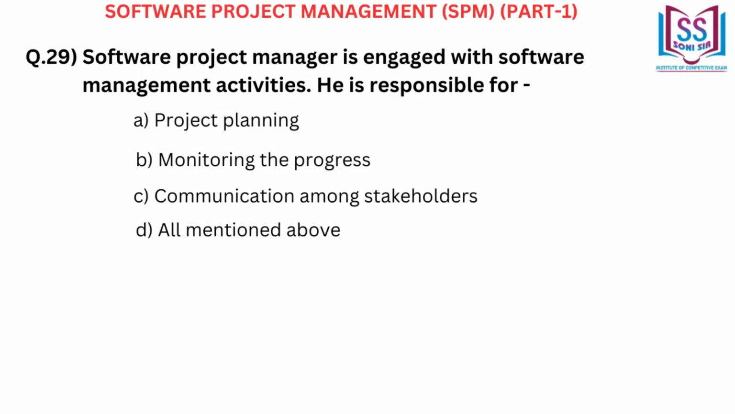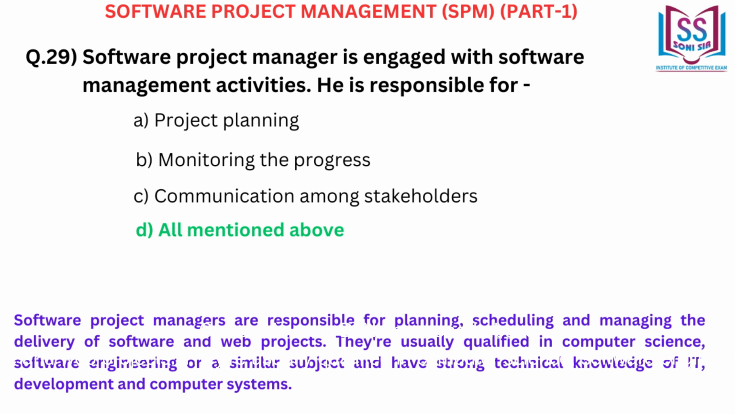Software project manager is engaged with software management activities. He is responsible for A. Project planning, B. Monitoring the progress, C. Communication among stakeholders. D. All mentioned above. Correct answer D. All mentioned above. Software project managers are responsible for planning, scheduling and managing the delivery of software and web projects. They are usually qualified in computer science, software engineering or a similar subject and have strong technical knowledge of IT, development and computer systems.